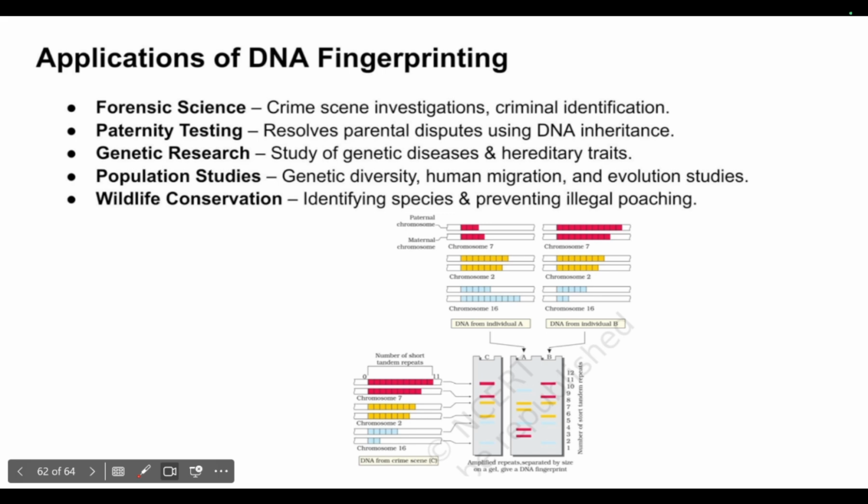Now if you compare C with A, we can see they are not matching. The tandem repeats are different. Whereas when you see C and B, here the tandem repeats are correctly matching. So the DNA fingerprint of C and the DNA fingerprint of B are matching. So who is the criminal? Individual B is the criminal, as it has the same DNA fingerprint as C. This DNA fingerprinting is used in forensic science, paternity testing, genetic research, population study, and wildlife conservation. DNA fingerprinting has a wide variety of uses.